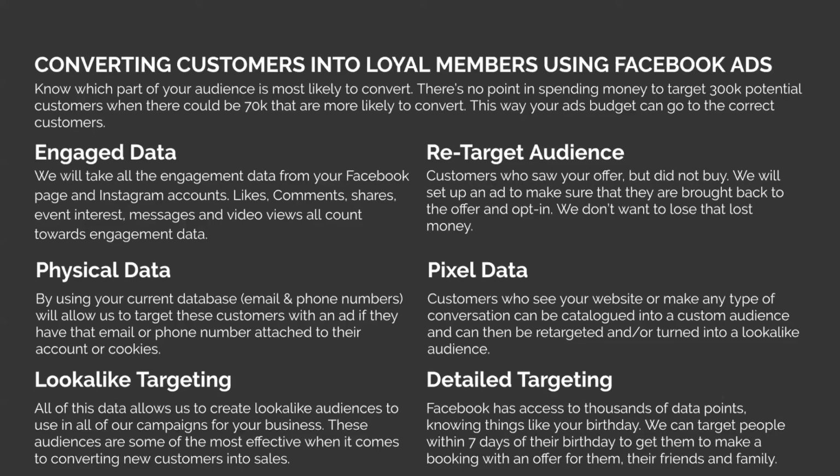And then we've got detailed targeting, where Facebook has access to thousands of data points, knowing things like your birthday, your address, maybe your postcode, your age, your gender, things that you like, things that you dislike. And for a quick example, we can target people that have a birthday coming up within the next 7 days, and we can get them to make a booking with an offer, and it may even include their friends and their family. So depending on what business you have, that is how it can work for your business. But that's just a really quick example.